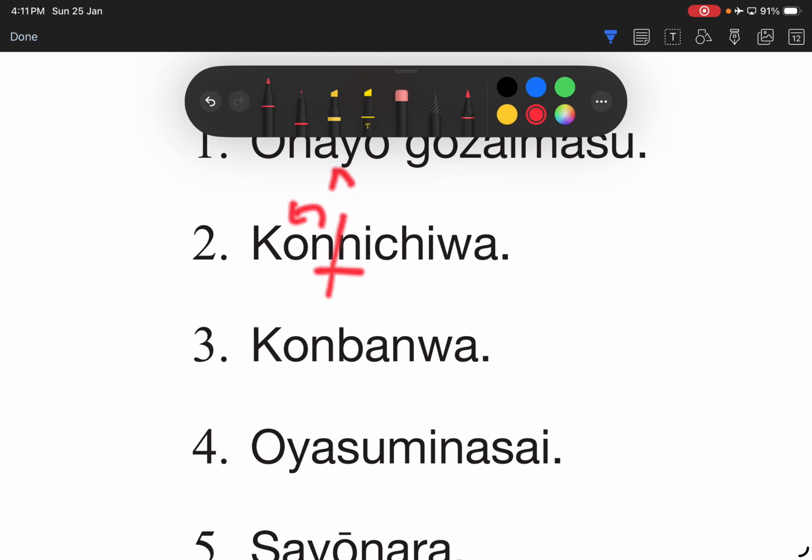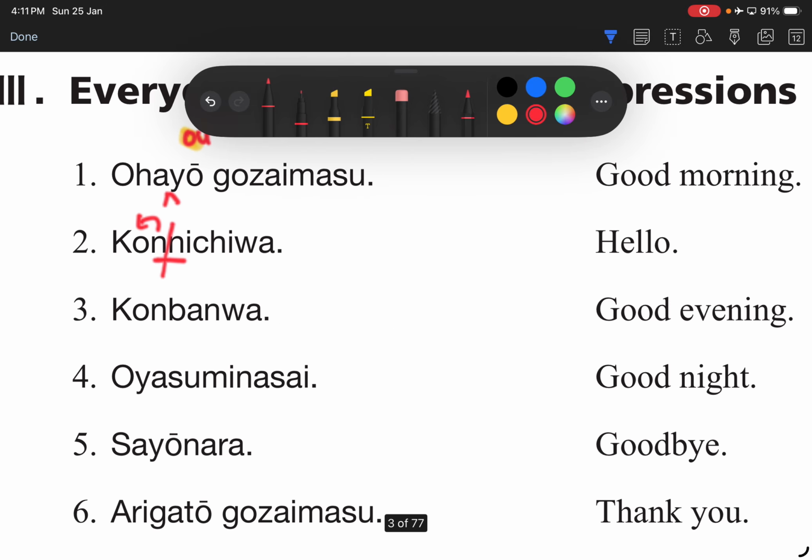Okay, number 3, konbanwa. This means good evening. It can also mean good night, like at night. It's a greeting in the evening. So the moment the sun goes down, you can use konbanwa already. So that N is the N that you're talking about. Yeah, konban. If not, it'll be kobawa, which is very different, right?